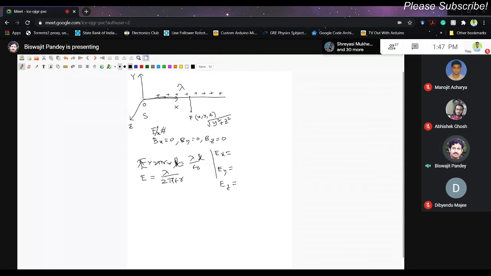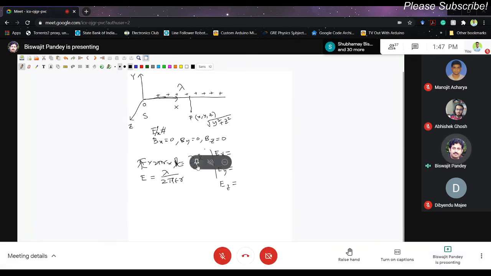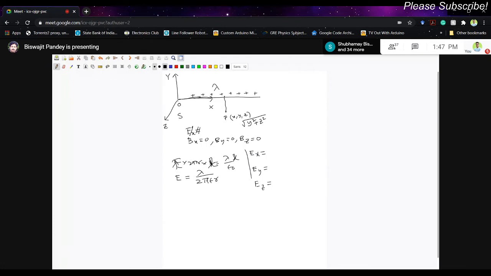See, what I'm asking is a very basic problem from your BSc. It's not a complicated problem, right? It's a simple conceptual problem from your BSc, where you have used Gauss's law to solve different kinds of problems. So what is the x component of the electric field?